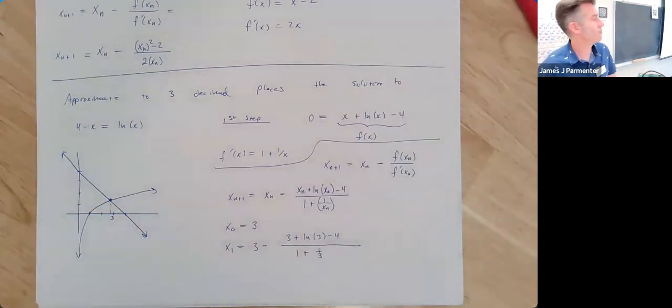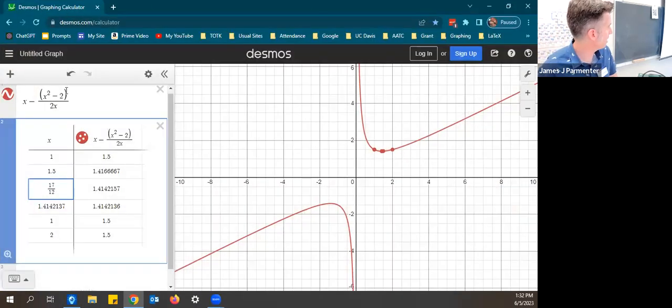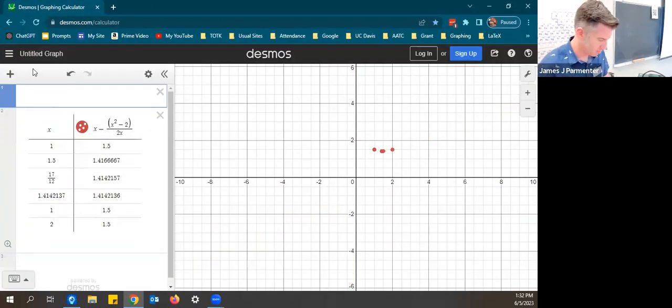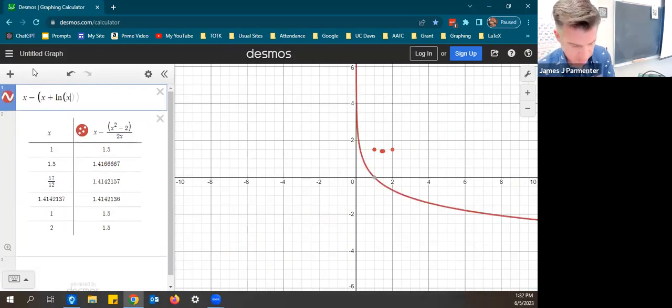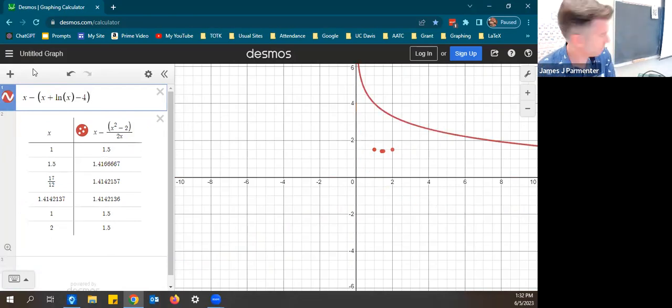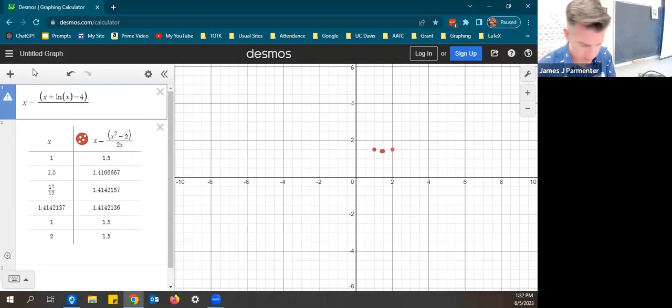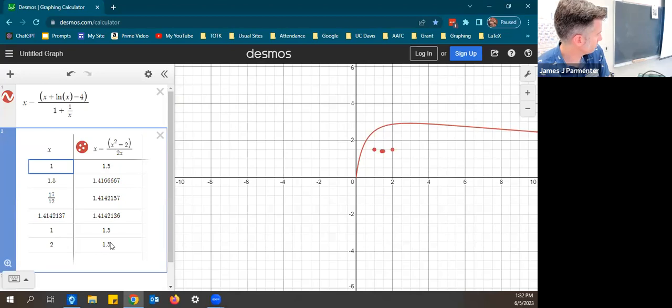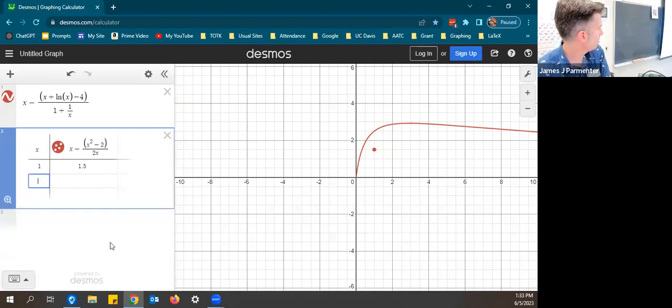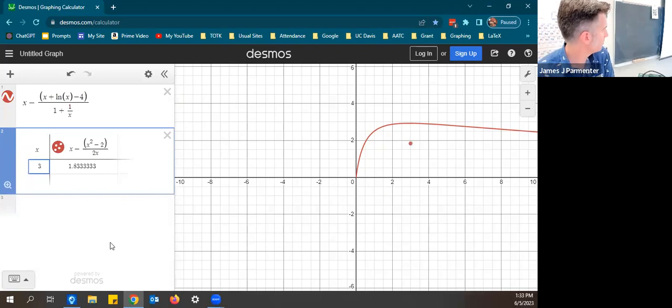If you had to do this question, you could say, well, okay, great. I'm going to toss that whole garbage thing I just wrote. So it's going to be x minus x plus natural log of x minus 4 divided by 1 plus 1 over x. Okay, and then our first guess was, I don't want to delete all these. Can I delete all of them easily? Yeah. So our first guess was 3.